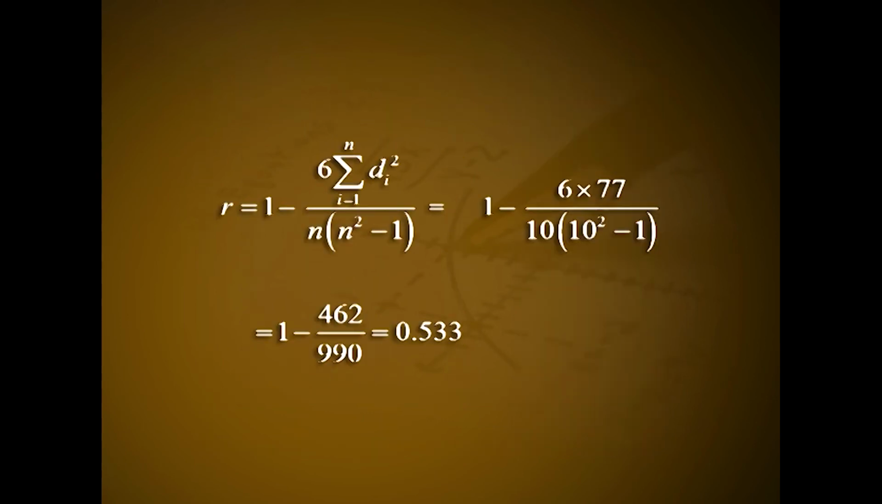Hence, r equals 1 minus 6 Σ from i=1 to n of di² by n(n² minus 1), that is equal to 1 minus 6 times 77 divided by 10 times (10² minus 1), that is equal to 1 minus 462 divided by 990, that is 0.533. Since correlation is positive, the judges almost like the same type of music.